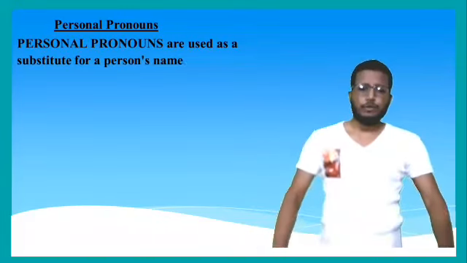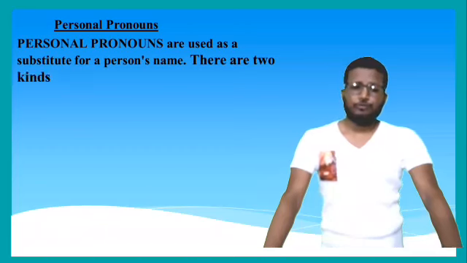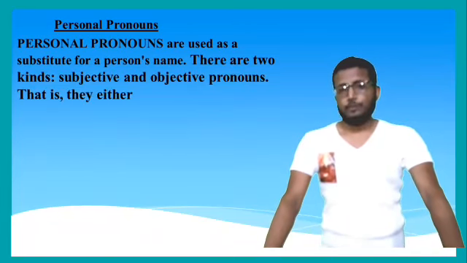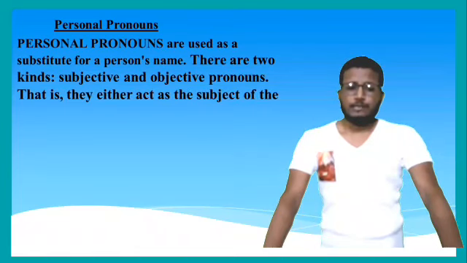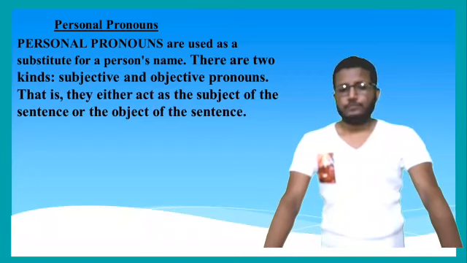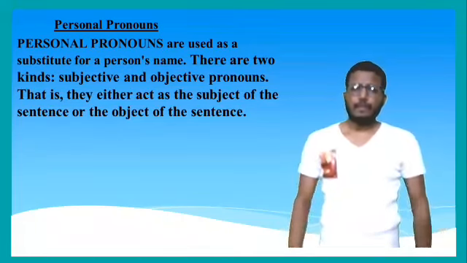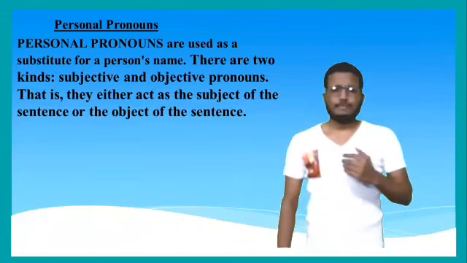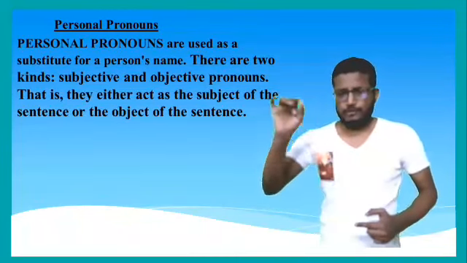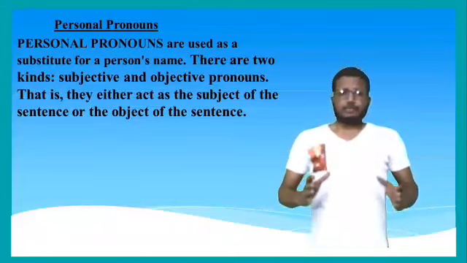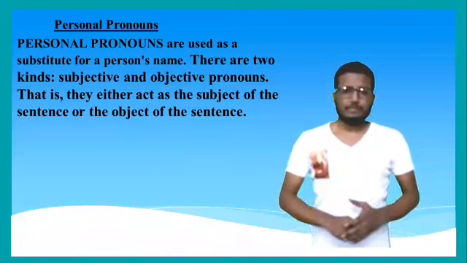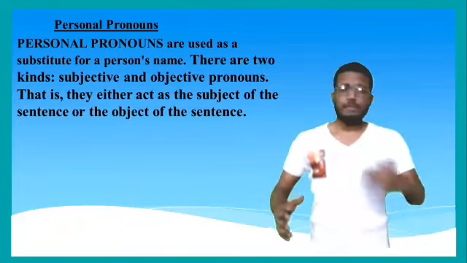Personal pronouns are used as a substitute for a person's name. There are two kinds, subjective and objective pronouns. That is, they either act as the subject of the sentence or the object of the sentence. So here I gave you the concept about the personal pronoun. First I said personal pronoun equals person. And this personal pronoun, in a sentence, can take two places. It can be a subject or it can be an object.